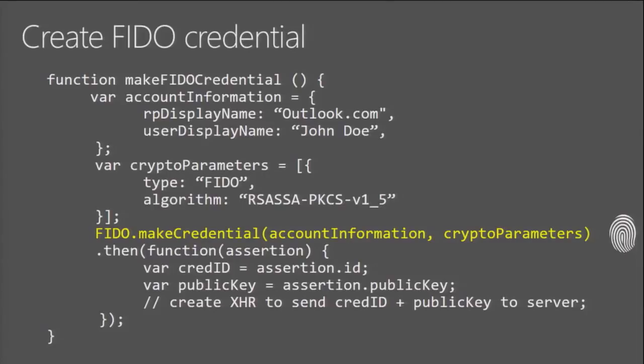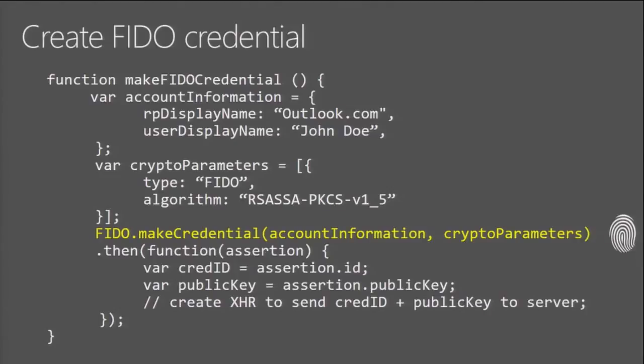The other is the crypto parameters. And the crypto parameters are essentially, we need to be able to associate how this credential was created. How can we use it? So what are the algorithms we need to use with it? What type of a credential is it? And the type is really a placeholder for the future when there's going to be multiple types of these providers, when we have USB and Bluetooth and all of these.